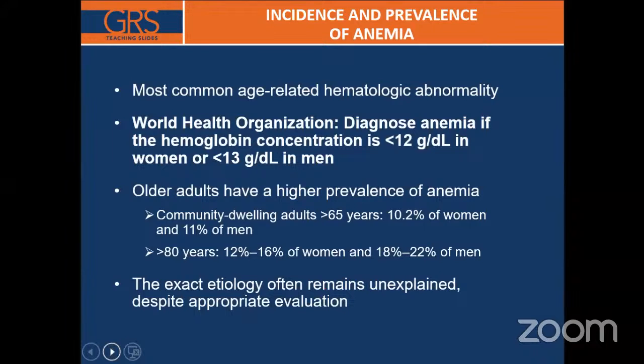The prevalence of anemia increases with age, affecting approximately 10.2% of women and 11% of men over the age of 65. And this rate climbs even higher in those over 80 years, with up to 22% of men being affected and up to 16% of women being affected. Despite thorough evaluation, the exact cause of anemia in many older adults remains unexplained.